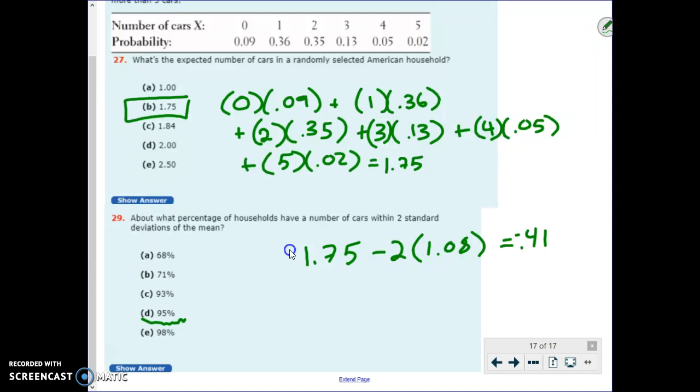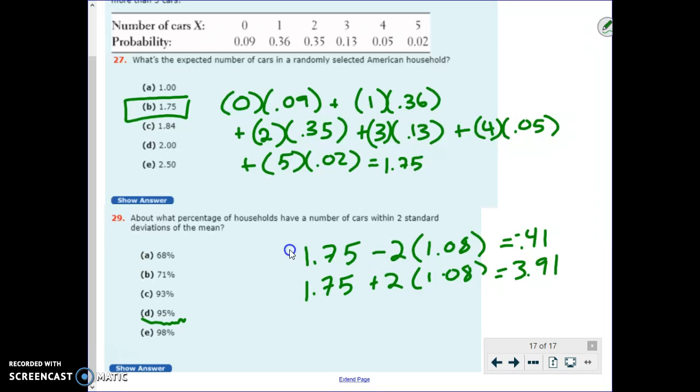Well, we should all think to ourselves and say, that's not reasonable. We can't have negative 0.41 cars. But we can have 0 cars. We can have 1 car and 2 cars. If I think about 2 standard deviations above the mean, well, that would be plus 2 times 1.08, which is 3.91. Well, that's up to 3.91, but that's not including 4 cars.